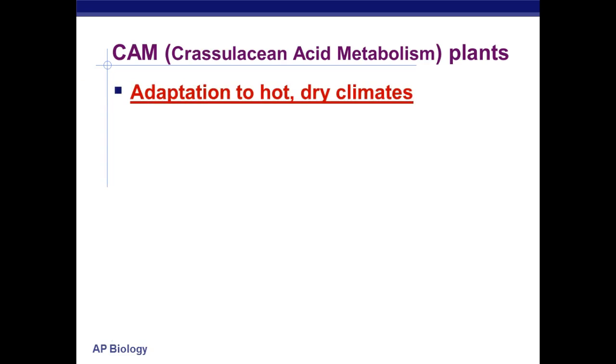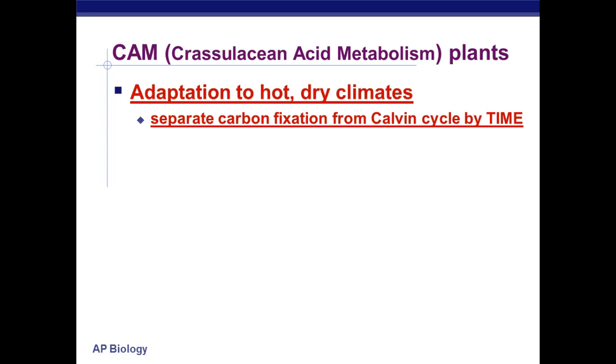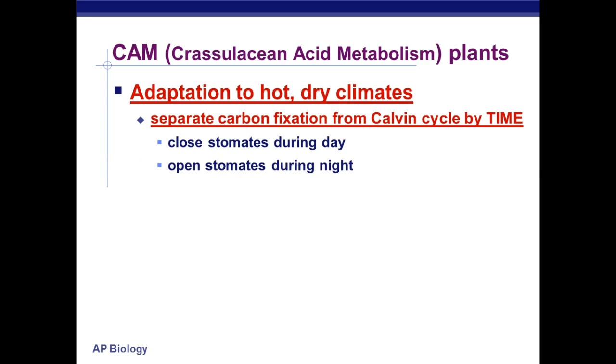CAM plants, CAM is short for crassulacean acid metabolism. These are also plants adapted to hot, very dry climates. Many desert plants are CAM plants. They do their carbon fixation at a different time than the rest of the Calvin cycle. They can keep their stomata closed during the day and save their water.